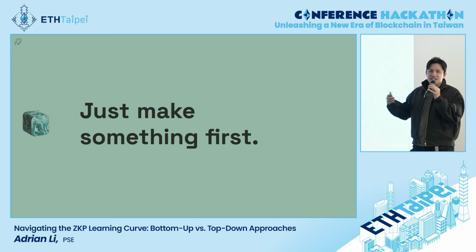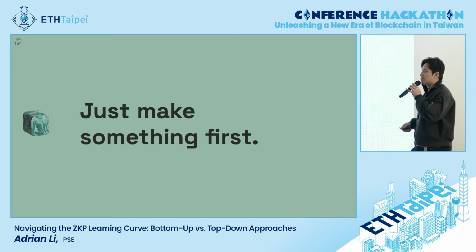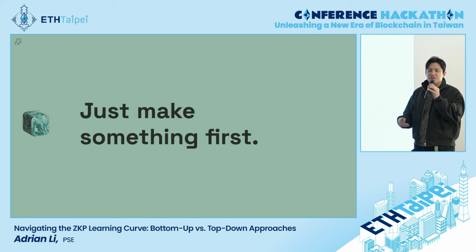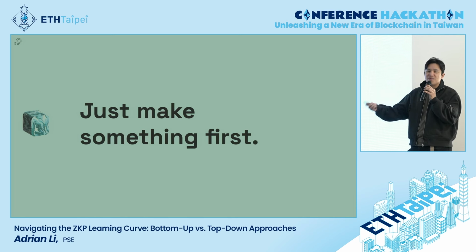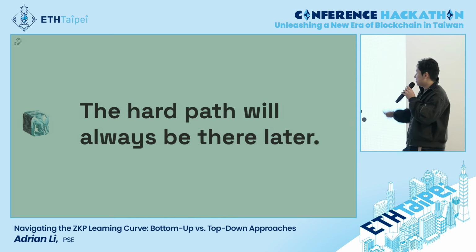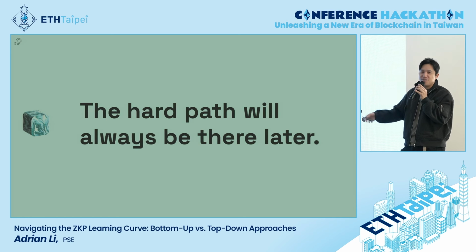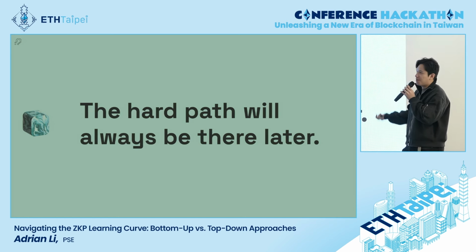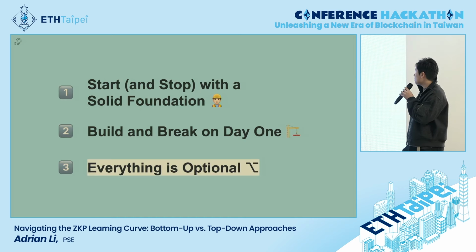So the idea is just make something first. You don't have to make something really complicated. Sometimes people go into it thinking, oh, I want to make a token mixer, right? And that's the one thing they want to do. But maybe you don't have to do that, right? Because you can always go back to the hard path afterwards. You can always download snark.js and run everything yourself locally afterwards. Once you're comfortable with the Circom language, a lot of the tooling things will become a little bit easier.